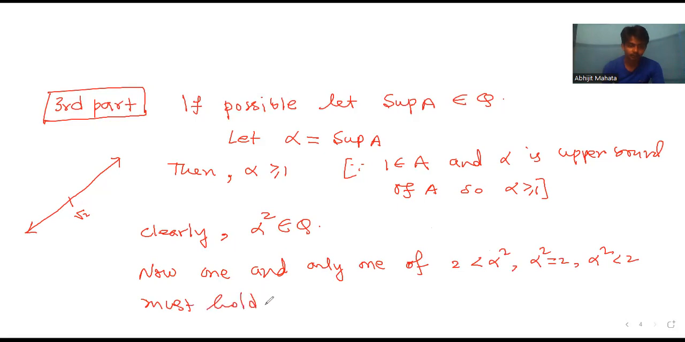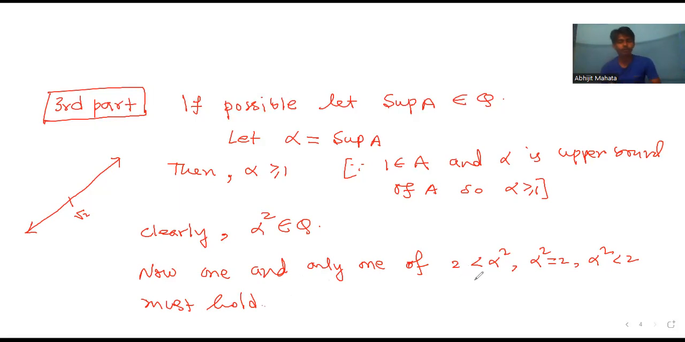This is from the order property of the set of rational numbers. This is sometimes called the law of trichotomy. If you take two numbers from an ordered field, and the two numbers are not equal, then either one is greater than the second one, right? So this is a very important property.